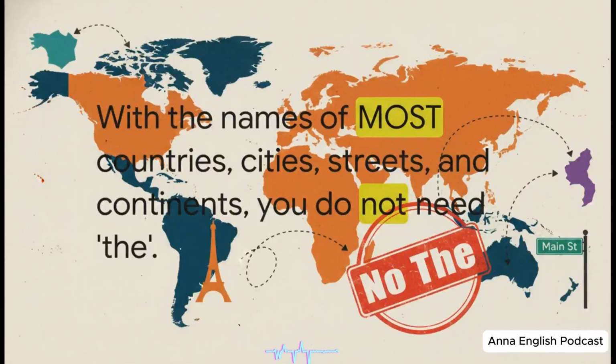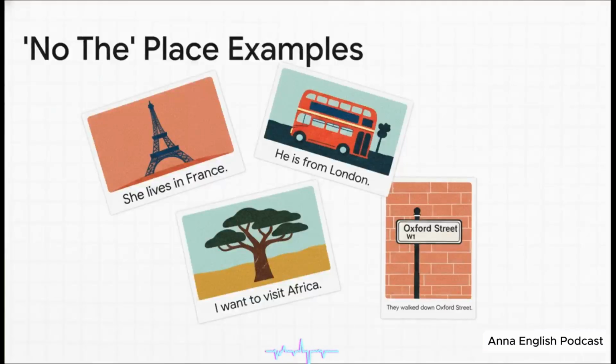Now this one is a biggie, especially for travelers or just for everyday conversation. Here's the deal. For most place names, the name itself is already specific enough, so you don't need to add the on top of it. For example, we just say she lives in France, not the France, or he is from London. These names are already treated as being totally specific all by themselves, so adding the just sounds a little off.